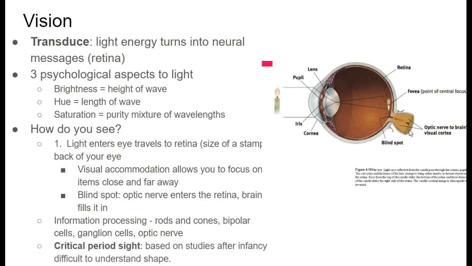And we have found that there is a critical period for sight to develop. If you were born blind and then you gain your sight back after infancy, it's difficult for people to have a full understanding of shapes. So they can see, but they don't have a full understanding of shapes. We believe that's because your brain has a specific critical period for understanding that.